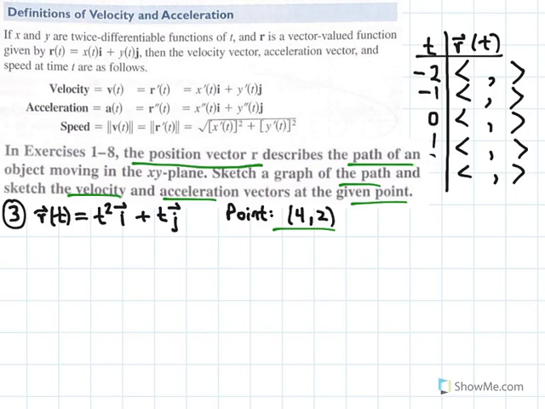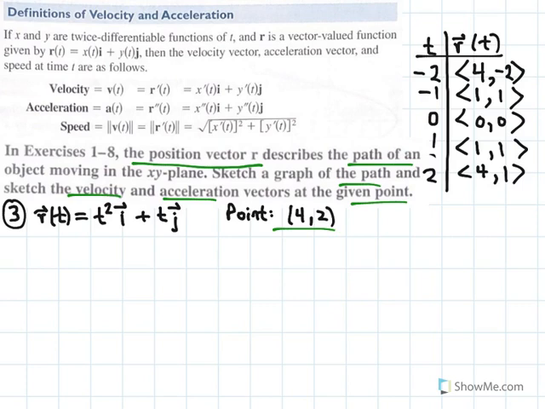The last one is for t is equal to 2. So when t is -2, I have -2 squared is 4 and -2. When t is -1, I have 1 and 1. When t is 0, I have 0, 0. When t is 1, I have 1, 1. When t is 2, I have 4, 1.